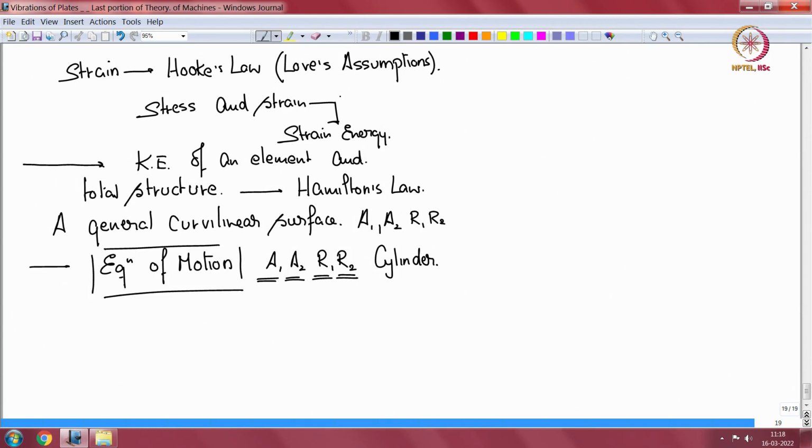Along the way, somewhere here we will need something called Gauss-Codazzi relations for a surface. So instead of deriving them when I need it, I will do it in advance, okay, in the next class. Right now the time is up, so I will close here.